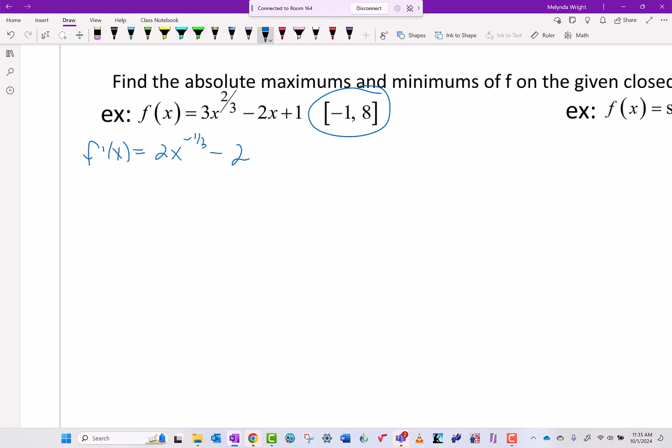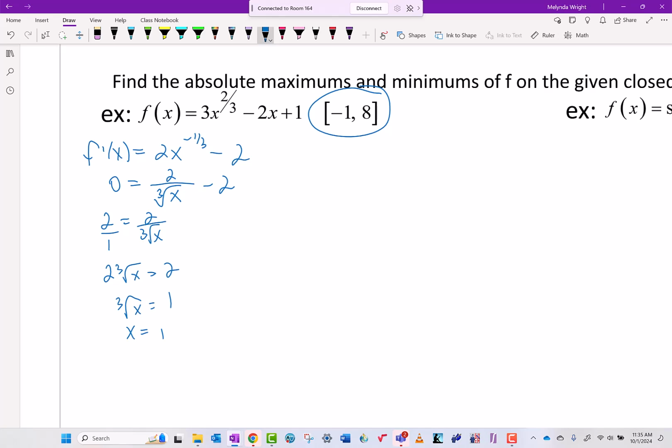Find my zeros. So 0 equals, and I'm going to actually rewrite this so it's a little bit easier for me to work with. 2 over cubed root of x minus 2. So I'm just rewriting it just to make my life easier. So to solve, I would move the 2 over. Okay, I would cross multiply. That's how I would solve it. There are other ways to do it. I'm just showing you what I would do. So that would be 2 cubed root of x equals 2. So I divide by 2. So I've got cubed root of x equals 1. So x is 1. Cube both sides, I get 1.